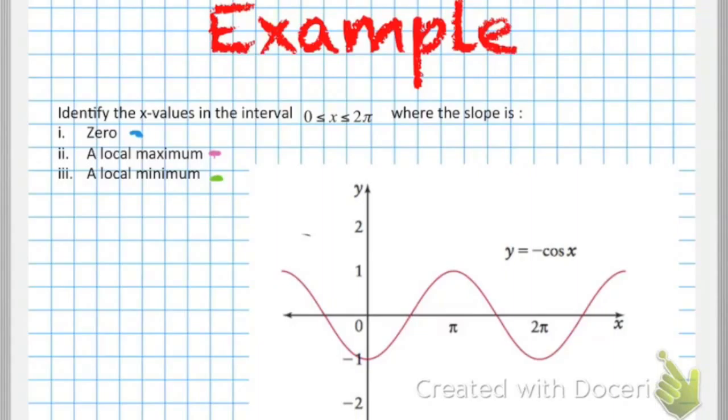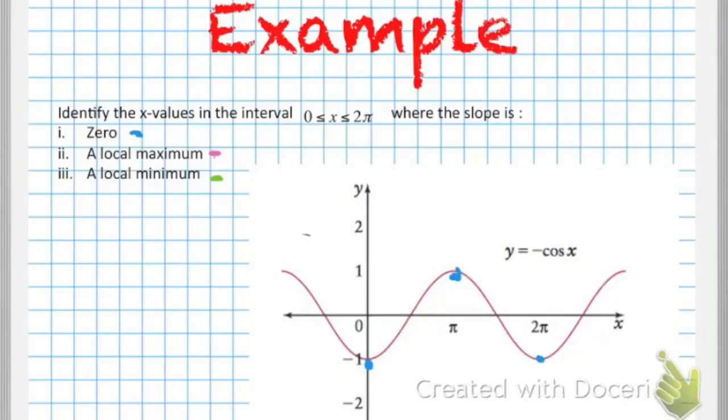Identify the x values in the interval 0 to 2 pi, where the slope is 1, 0, 2, a local maximum, and 3, a local minimum. Now we note that the 0 slope occurs at the maximum and minimums of the graph. So we can tell that there is a minimum here, maximum here, and another minimum here. So wherever the blue is, that's the x value at which the slope is 0. So 0, pi, and 2 pi.